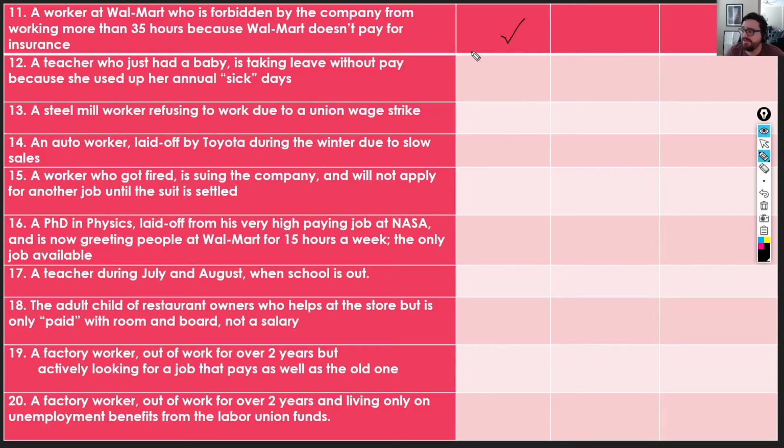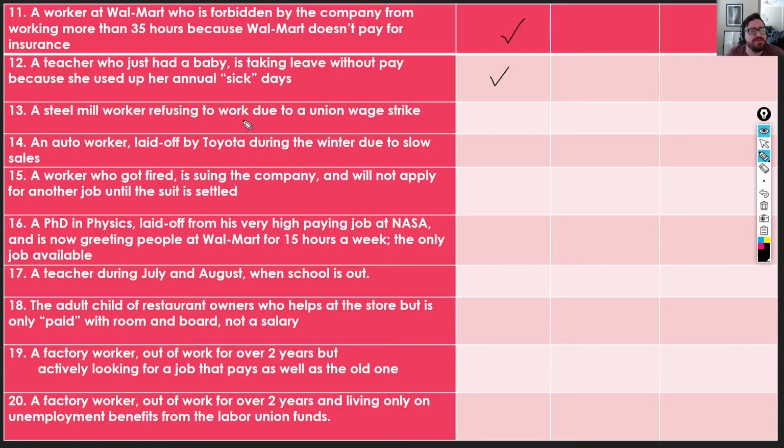That person is employed. The situation sucks, but that person is employed. A teacher who just had a baby is taking leave without pay because she used up her annual sick days. Taking time off to take care of a kid, though, that person is still employed. This happens a lot. A lot of school districts don't offer a bunch of sick days because there's so much time off in the year. Ethically, that's a bit on the fence in terms of if that's okay or not.